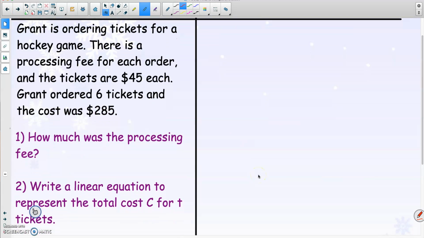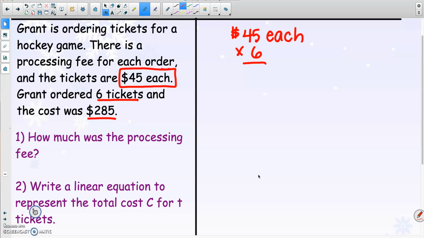All right, next one. Grant is ordering tickets for a hockey game. There's a processing fee for each order, and the tickets are $45 each. Grant ordered 6 tickets, and the cost was $285. How much was the processing fee? Okay, so first off, I just want to think about this information. The tickets are $45 each, and he got 6 tickets. So I need to figure out how much 6 tickets should cost. Okay, that's $270. But it says that he was charged $285.